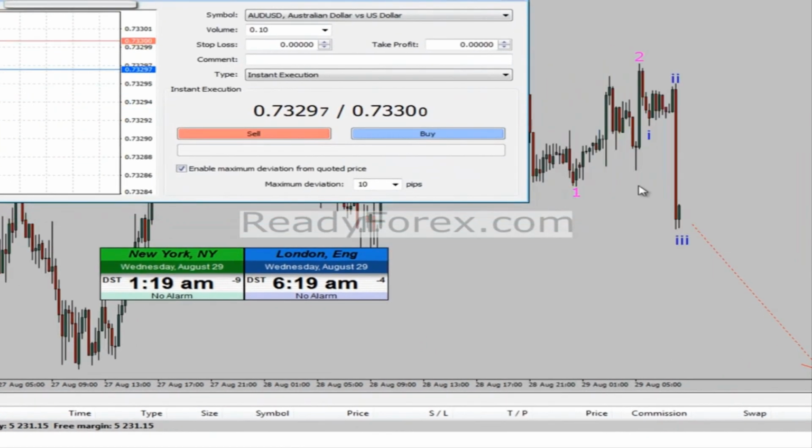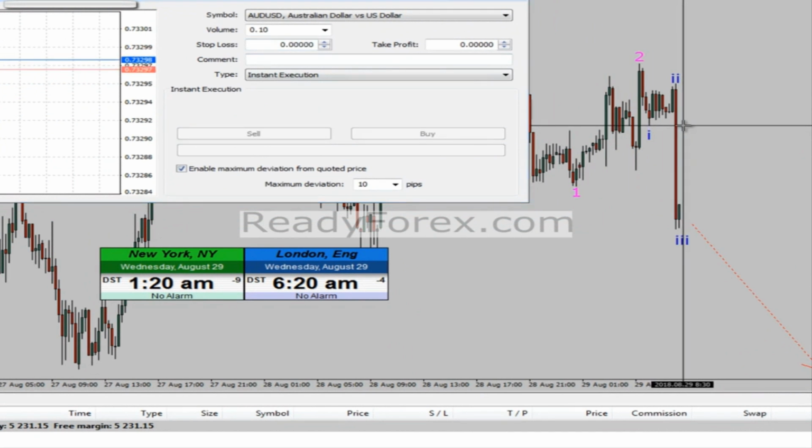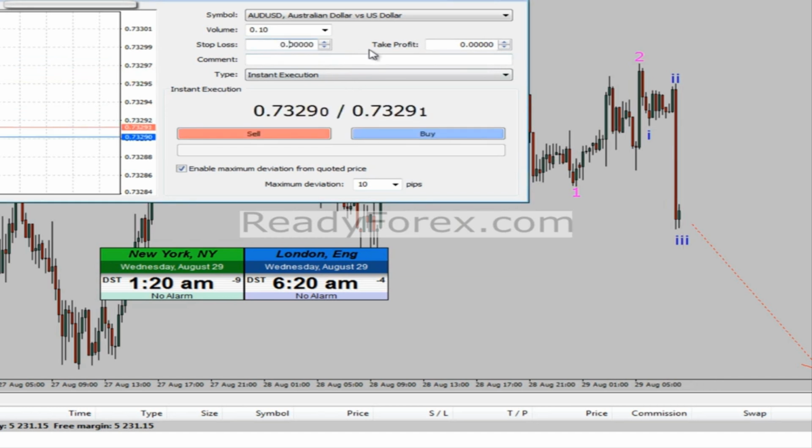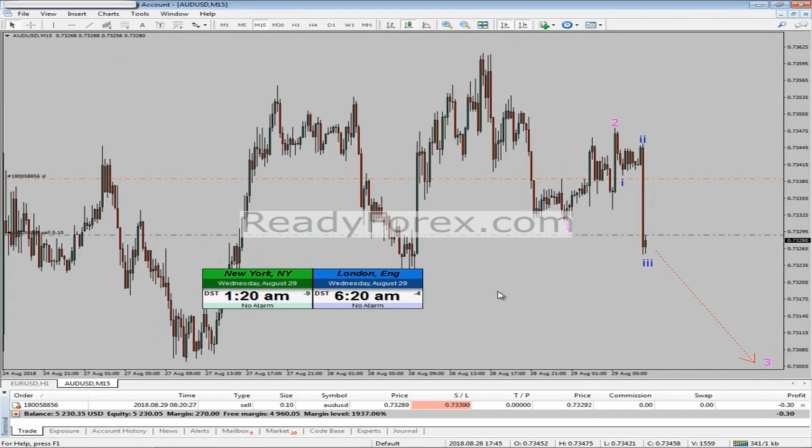Now I must place a stop loss and take profit level as well. I'm going to take a sell at 0.7329 and I will also place a stop loss at 0.7339. Okay, so I just took a sell.